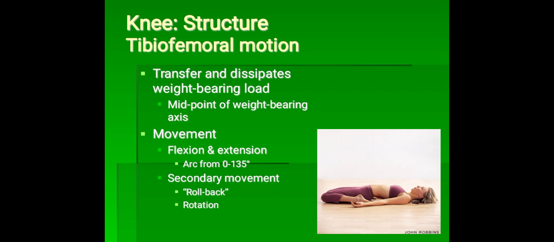It is a hinge joint, which is why it provides flexion and extension movement, with an arc from 0 to 135 degrees. It allows secondary movements, rollback and rotation. Rollback is sliding and rotation of the femur on the tibia. As the knee flexes, the lateral femoral condyle translates posteriorly by rolling or sliding twice as far as the medial condyle.